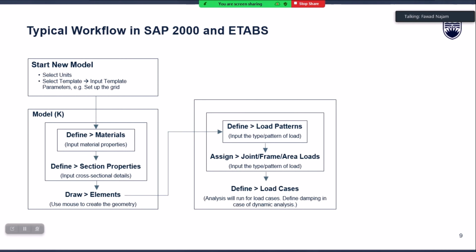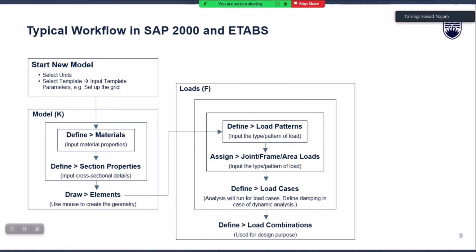Those load patterns should then be called in the load cases. The analysis is actually performed for load cases, and those load cases can also be combined to get load combinations, which we can use for design purposes. For linear analysis, the results of individual linear load cases are combined according to the defined load combinations, and the program can use those combined results for the purpose of structural design.